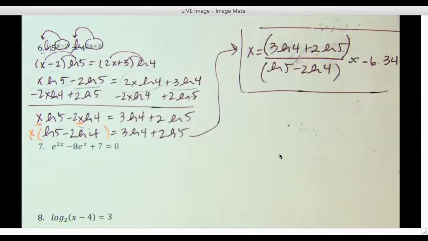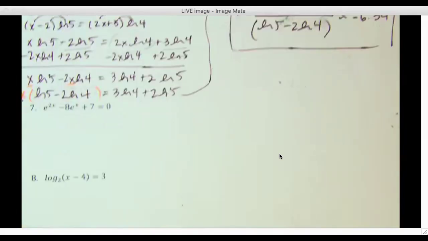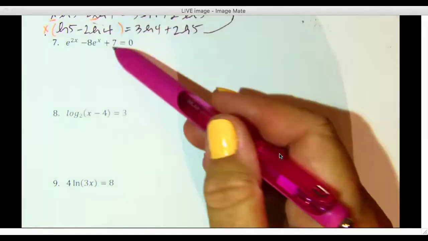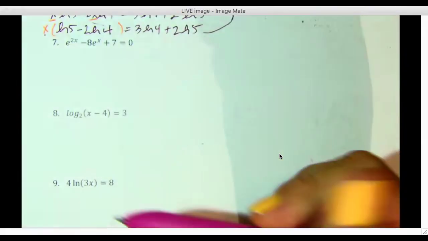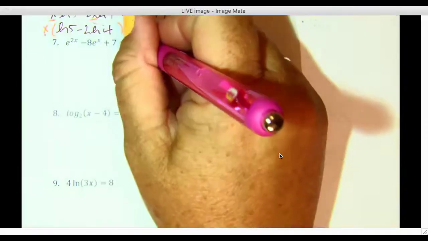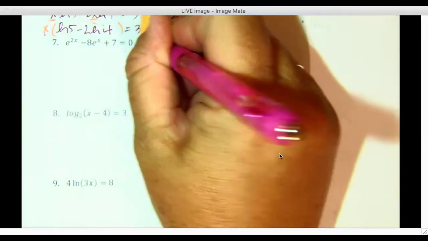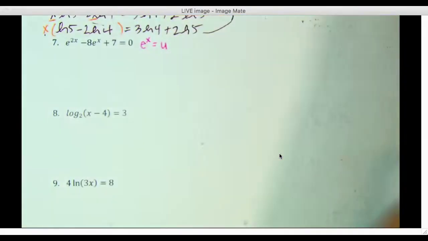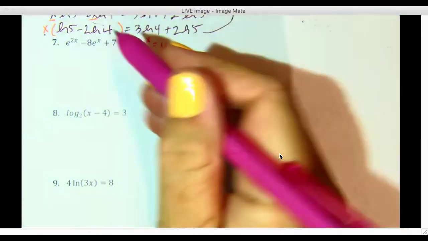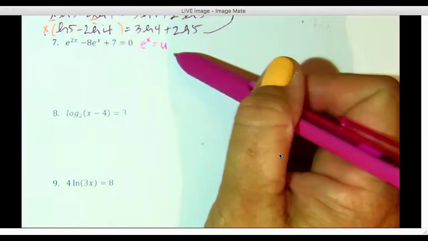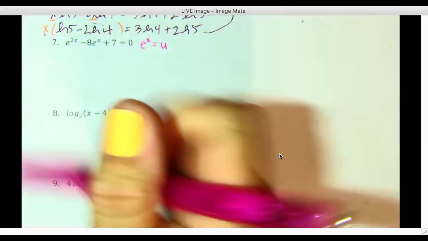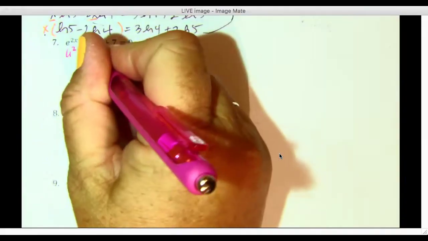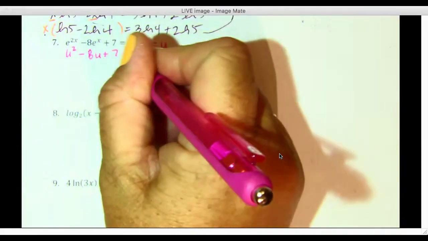So this next example looks a little bit different. We have two terms with an e on it, and then we have 7 here. And this is e to the x, and this is e to the 2x. I'm going to do a substitution here. I'm going to let e to the x equal u. And this is called a u substitution. When you're in calculus, you'll do a lot of these. And if I square both sides, then this becomes e to the 2x, and that would become u squared. So e to the 2x is u squared minus 8u plus 7 equals 0.